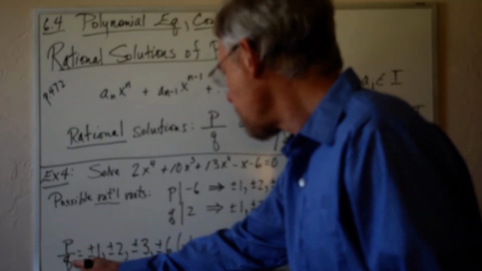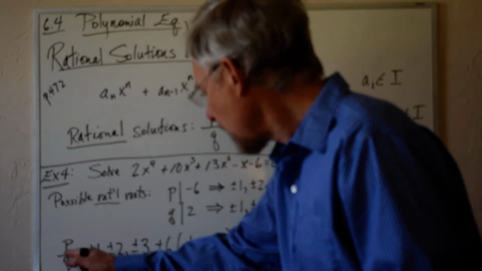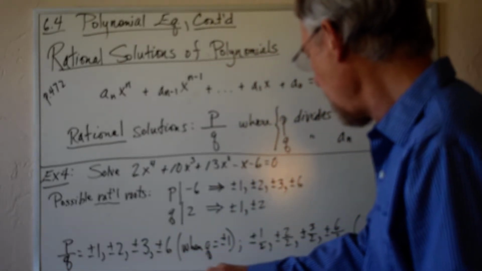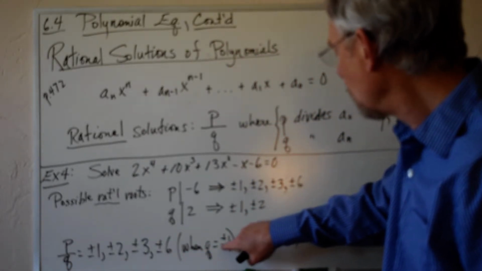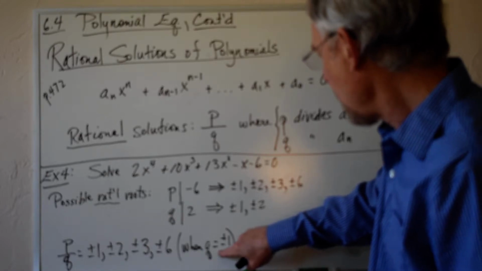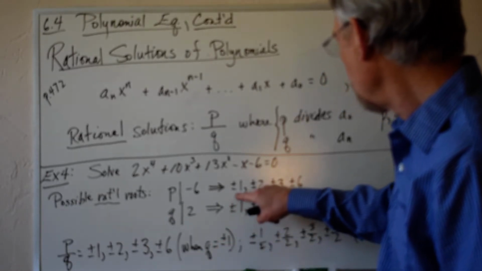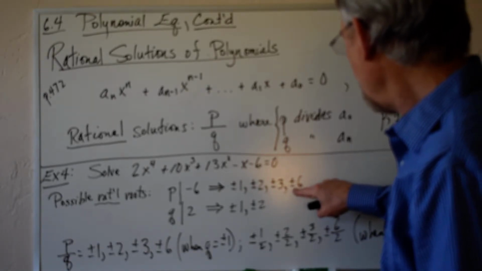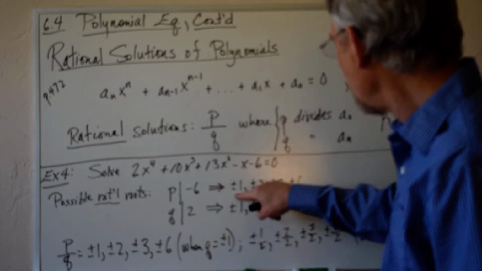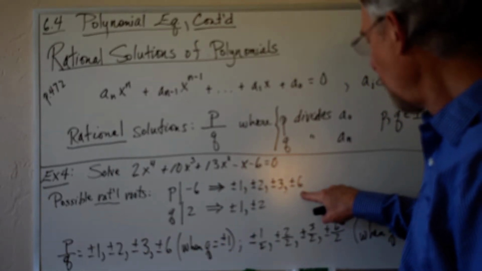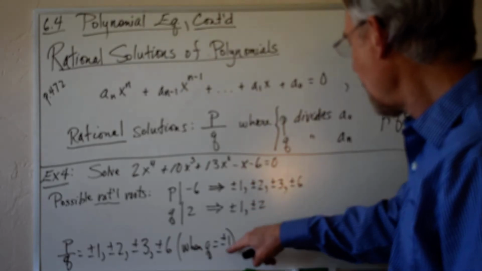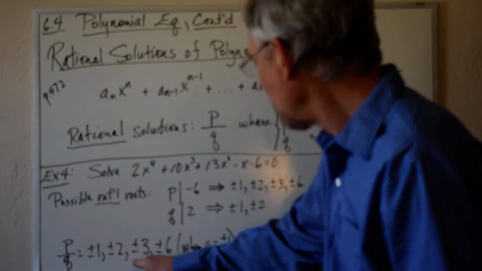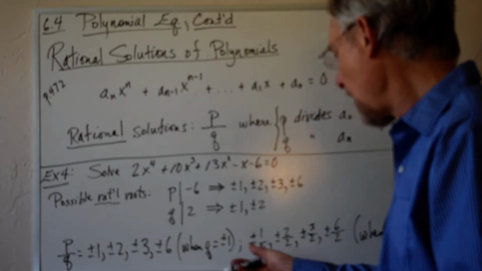All right. Let's look at and list all the possible P over Q combinations we can get. First of all, when Q is equal to plus or minus 1. Okay, that's pretty easy because I can look at my list of possibilities for P and say, when Q is plus or minus 1, I just have these same possibilities. Whether I divide by 1 or I divide by -1, I'm always going to get plus or minus 1, plus or minus 2, plus or minus 3, plus or minus 6. All right, so that was pretty easy.